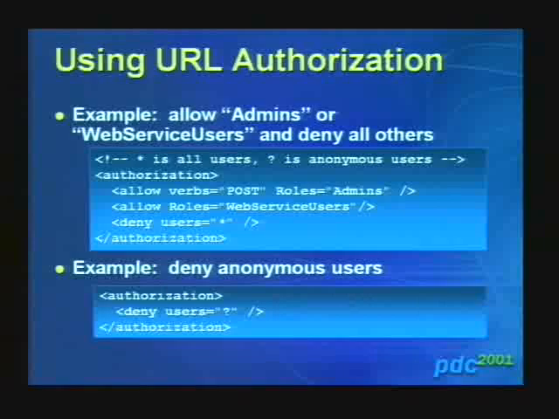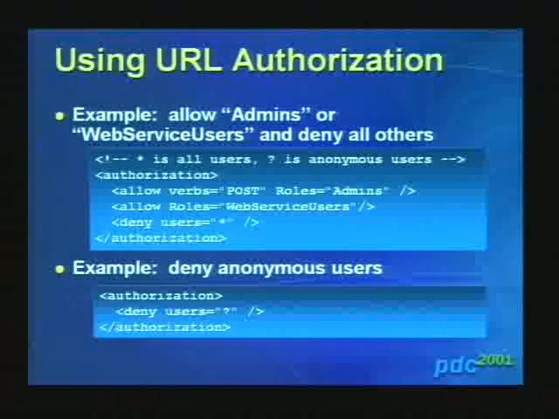There are two meta characters that are important. Star refers to everybody, and question mark refers to anonymous users. So a really common thing to do is this snippet down at the bottom that says, don't allow anonymous users in: deny users equal question mark. If you're using forms authentication or passport authentication and you don't want people to get in unless they're authenticated, you'll probably have one of these statements somewhere inside of your application.